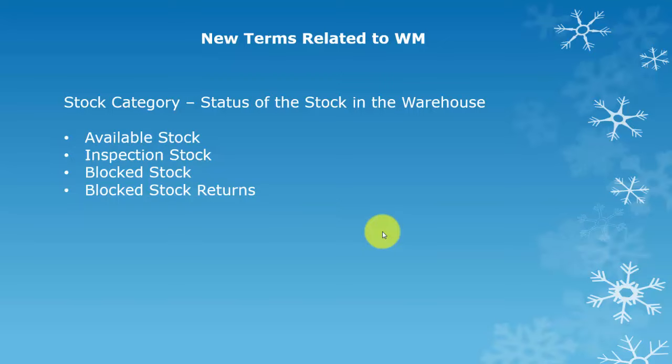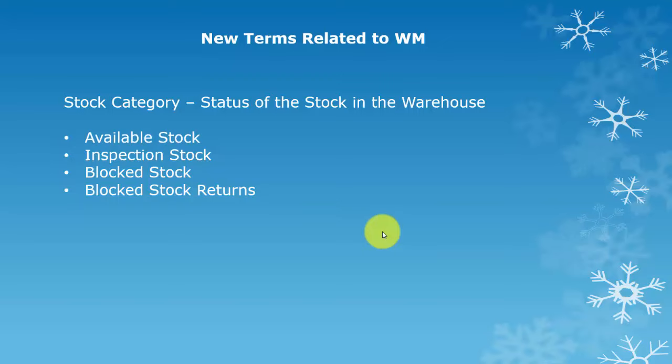First of all, you should know a few terminologies which you will come across when you use SAP Warehouse Management. So let us understand a few terms before learning warehouse management. The first area is the stock category. Stock category represents the status of the stock in the warehouse. We have four types of stock categories.